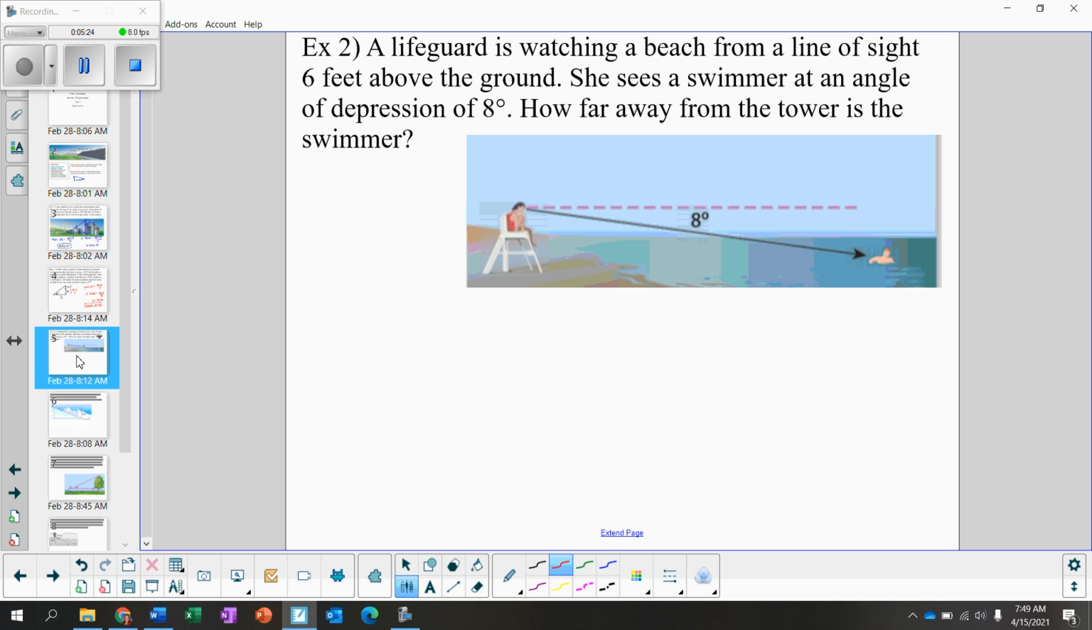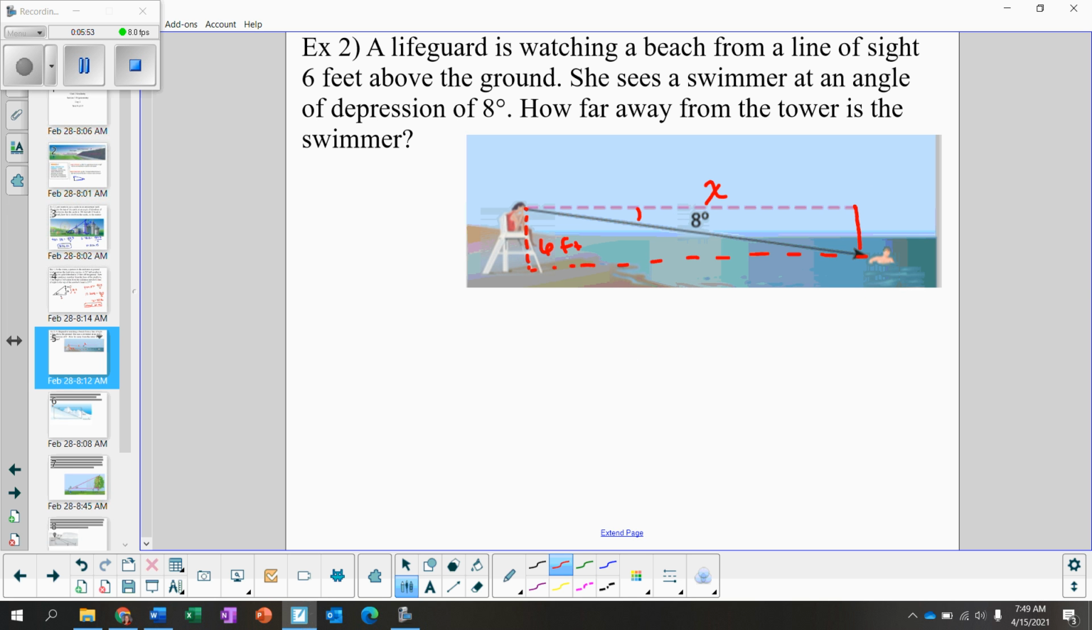So here we have a lifeguard is watching a beach from a line of sight 6 feet above the ground. So we already know here to here is 6 feet. She sees a swimmer at an angle of depression of 8 degrees. So from her horizontal line of sight going down is 8 degrees. How far away from the tower is the swimmer? So we're looking for basically this distance here, which is the same as this one up here.